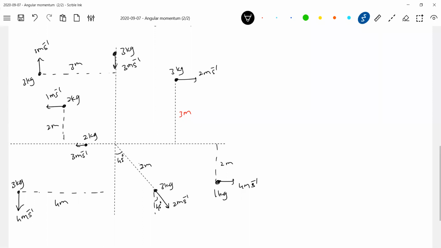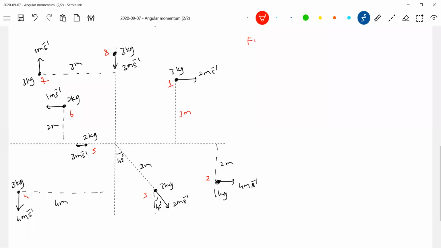No. You have to find out the angular momentum of system of particles. So I'll give the number for them. Let this be 1, 2, 3, 4, 5, 6, 7, 8. So these are the 8 system of particles. You have to calculate angular momentum about origin.